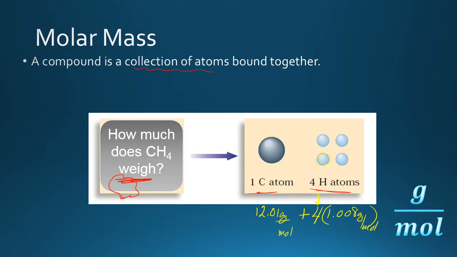Well, then you just need to do the math. And you end up with a molar mass of methane of 16.04 grams per mole. Sorry, that's squeezed in there. That's all there is to it.